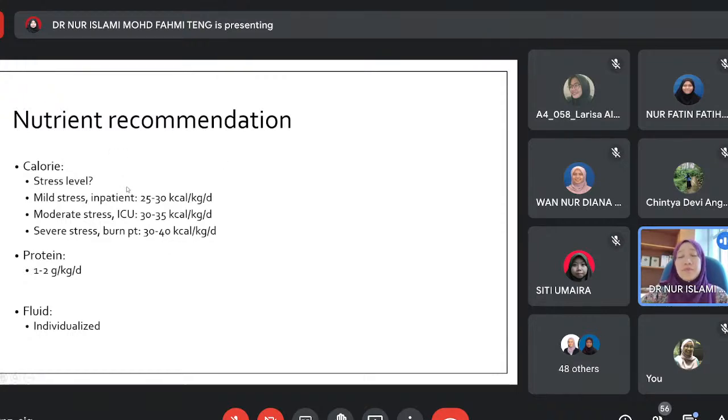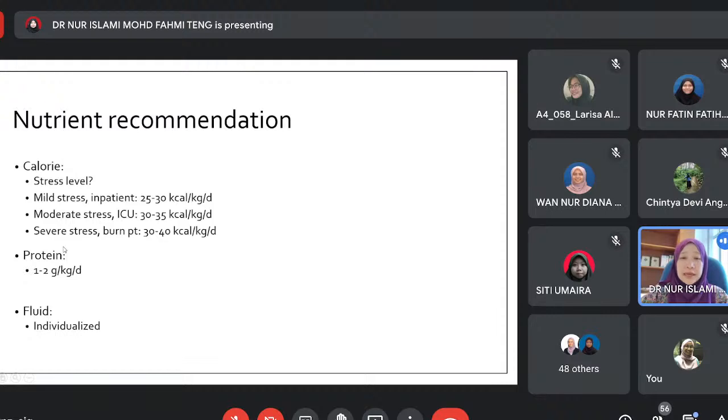But it still depends lah. Walaupun kita kata dia moderate stress dalam ICU, but if the patient doesn't require really high calories, we just go to the lowest range lah, the 30 kilocal saja. Kalau kita boleh reduce lagi lah to 25, because we know that patient lepas trauma ni, they will experience metabolic changes kan. So the calorie level we provide them is according to their stress level as well.